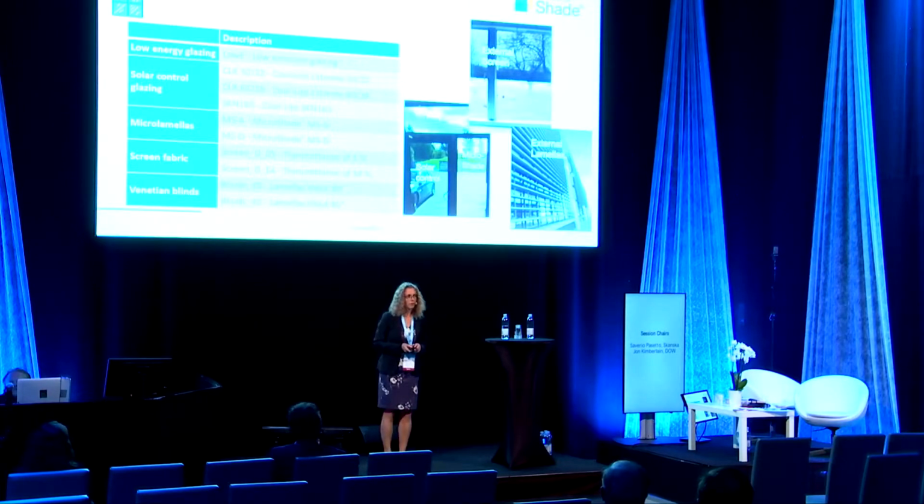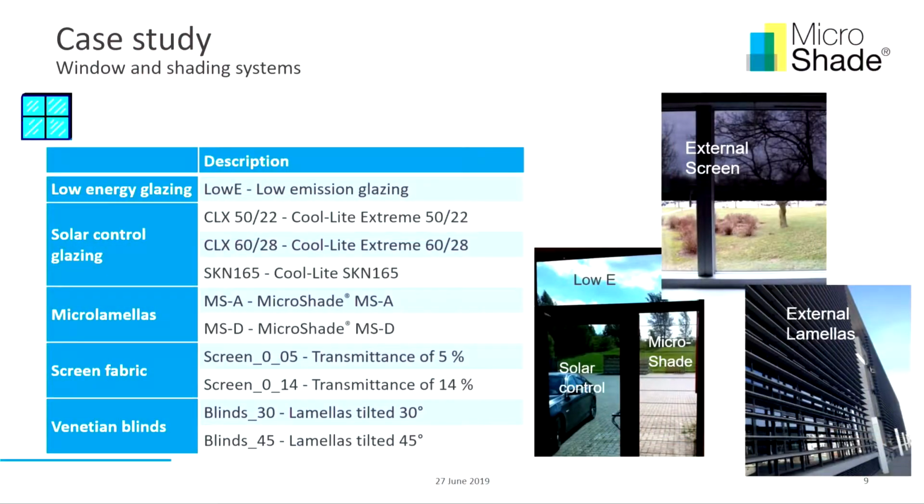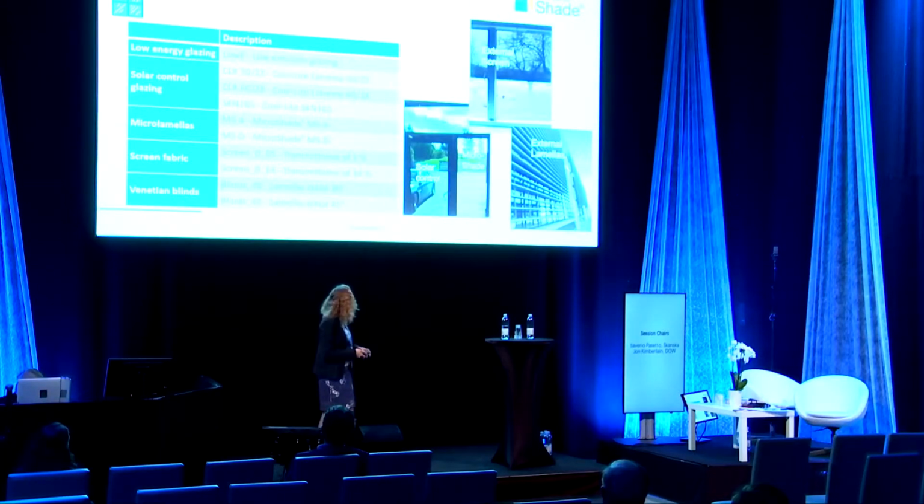So in order to have a broad variety of shading systems, we have a low energy glazing just for reference, 3-layer. Then we took 3 different solar control glazings. Then we had 2 types of micro shades, micro lamellas. Then we have 2 types of screen, one with a transmission of 5% and one with a transmission of 14%. And then we have Venetian blinds, where we tilted the lamella either 30 degrees or 45 degrees. You can also see some examples of the pictures over there.